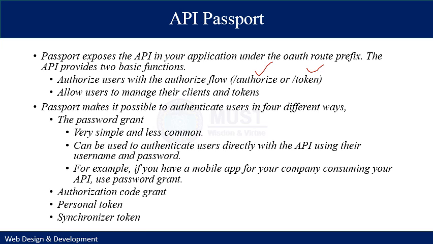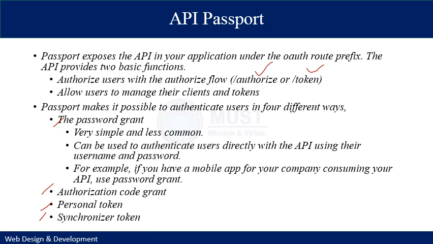So it is a simple authentication that you must have used in many applications, such as the Facebook integration or login from Facebook, or some third party application, such as a common weather application which gets data from a variety of sources through API. Passport makes it possible to authenticate users in 4 different ways. The first one is the password grant, the authorization code is second, and personal token and synchronizer token are used.